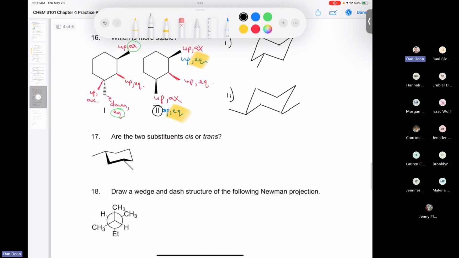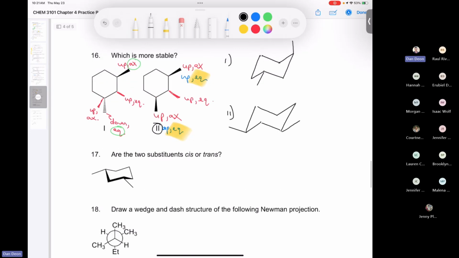number 2. All right, the next one is, are the two substituents cis or trans? Cis means they're on the same side of the ring. Trans means they're on the opposite sides of the ring. Well, you can see that this group is down and equatorial, and this group is down and equatorial, and so therefore they are cis. They are on the same side of the ring.